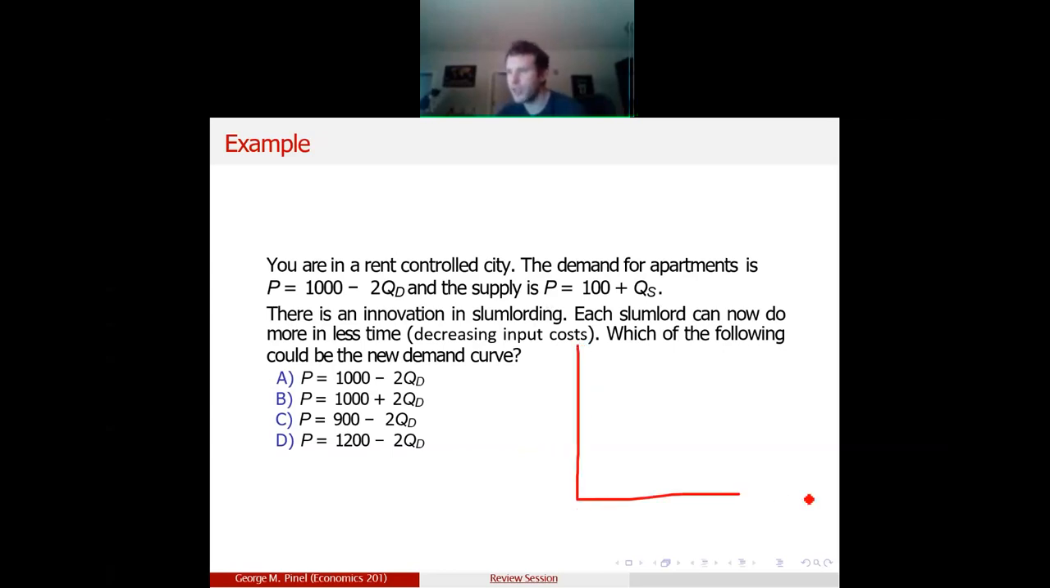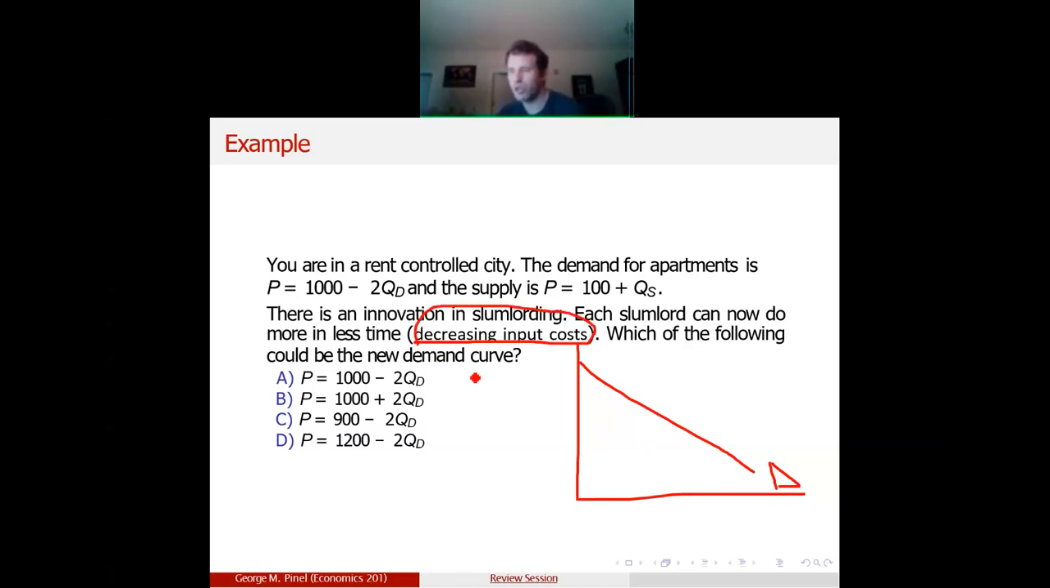All right, so we're looking at demand curves again. There's an innovation in slumlording, like your landlord's able to do more in less time. Which of these can be the following demand curve? So I specified here that it's decreasing input costs.